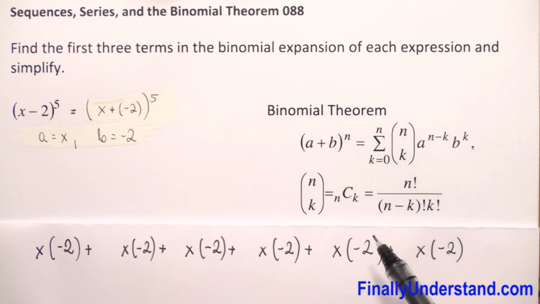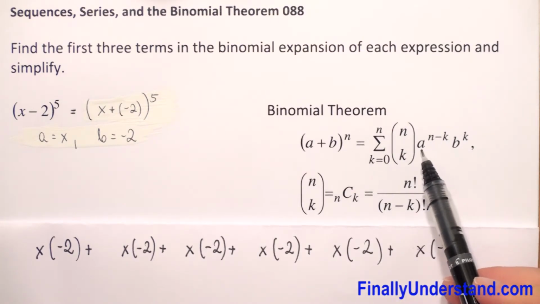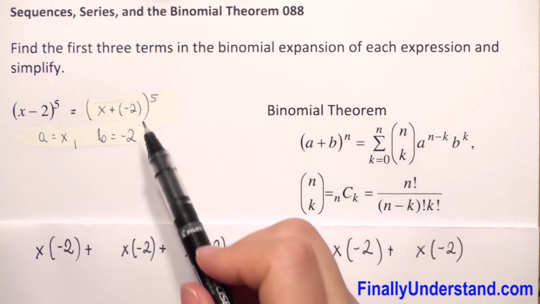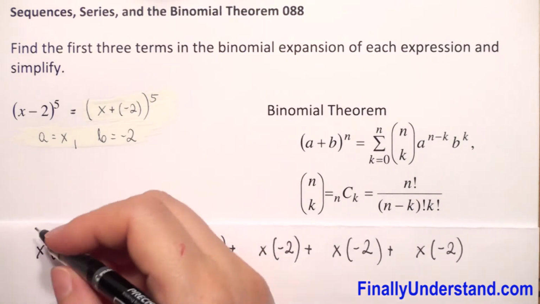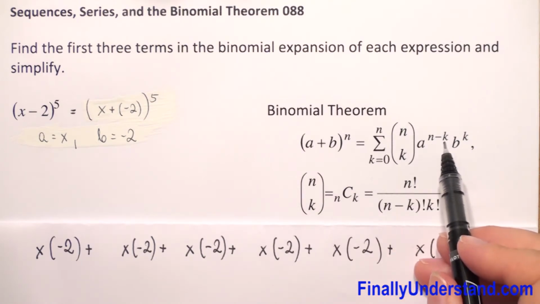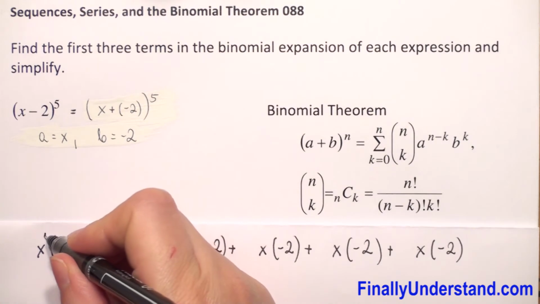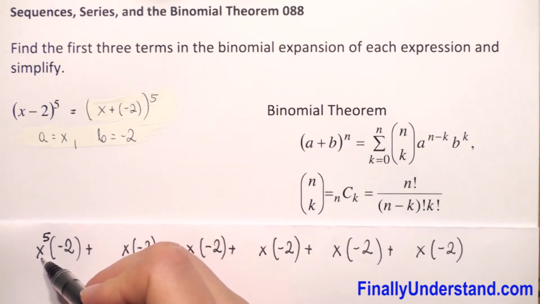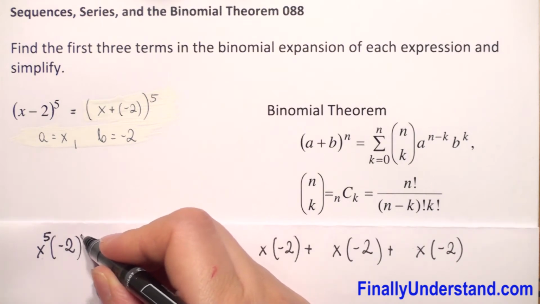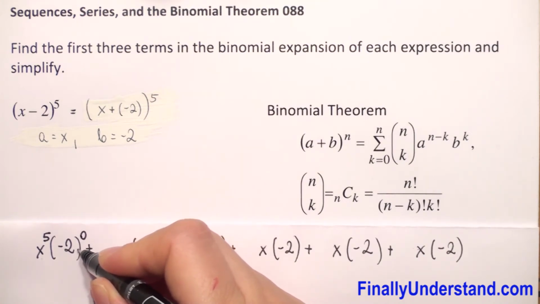Next we have to find the exponent of a and b. n in our example is 5. Because we start from k equals 0, k is equal to 0, and 5 minus 0 will be 5. The first expression, x, is to the 5th power, and negative 2 is to the power k, so k is 0, so we have negative 2 to the 0.